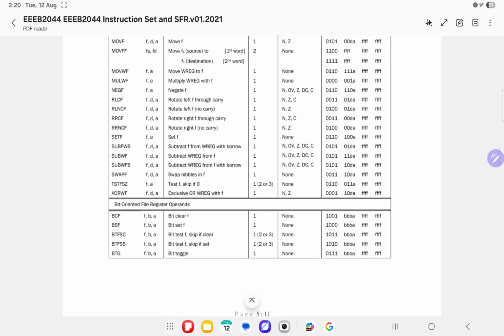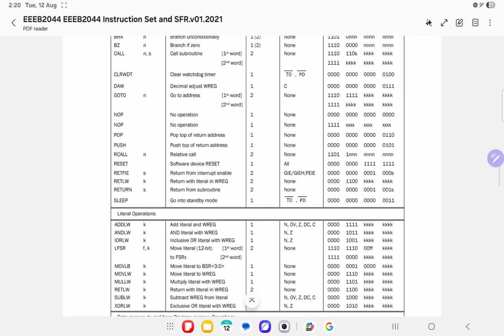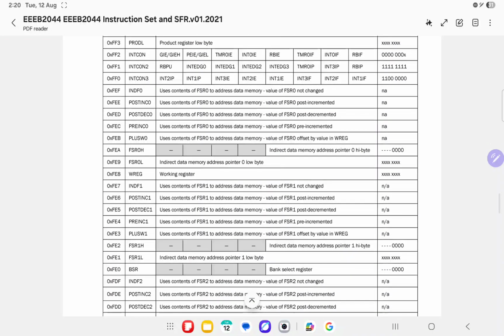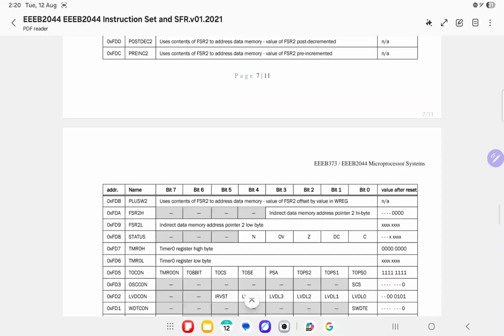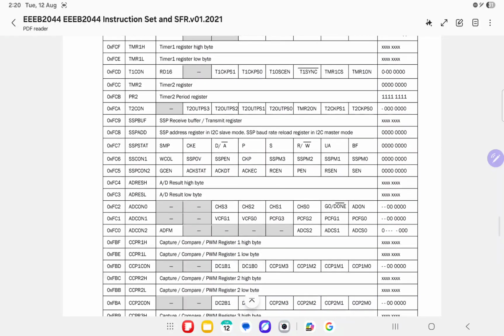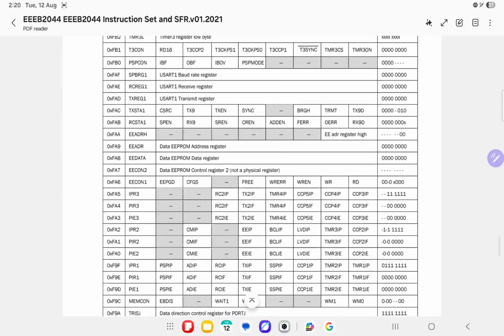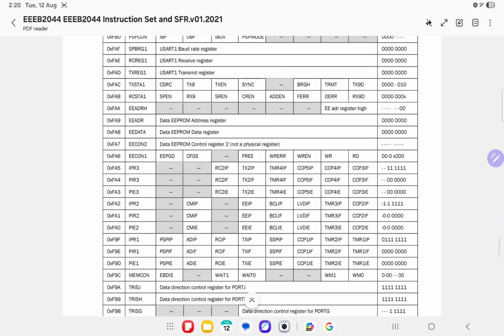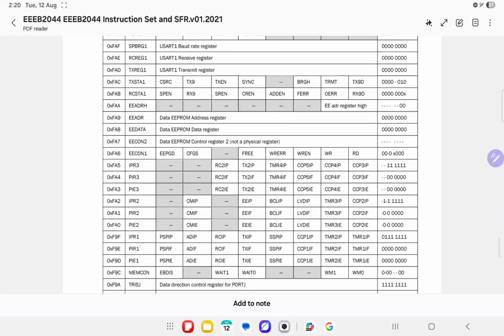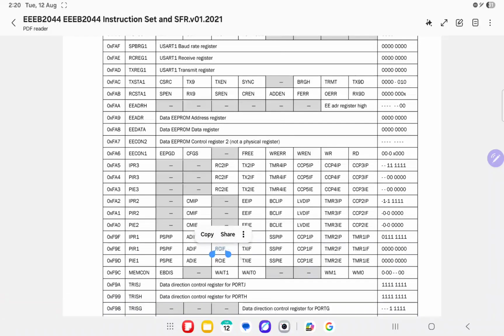Okay, so let's check the PIR register, because when the data is received, how do we actually know? We have an indication. There is a flag. So let's look at PIR1. If you look at PIR1, you see this RCIF. This is the receive flag, which is what is actually used to detect whether incoming data has been received or not.